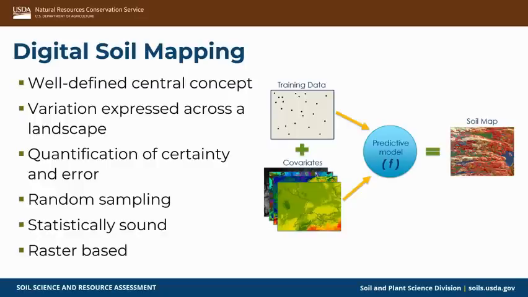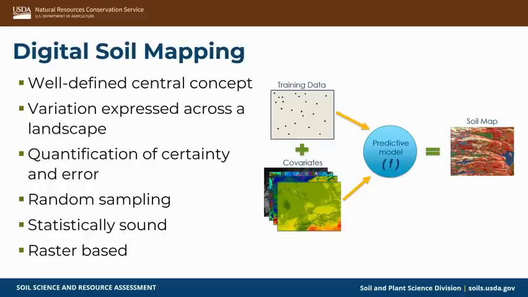Now on the flip side, digital soil mapping is way more well-defined. It is a well-defined central concept that expresses this variation across the landscape. As I said earlier, soil is a naturally occurring entity, and it can be rather difficult to consistently map. And for this, DSM is a great way to quantify this certainty and error.